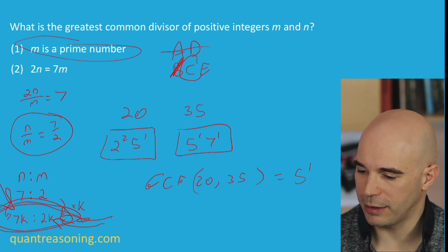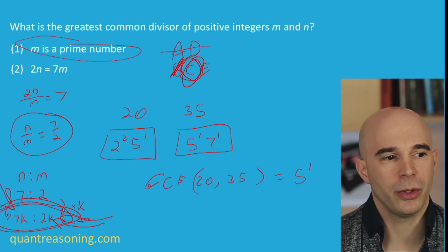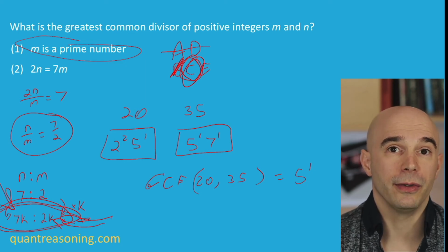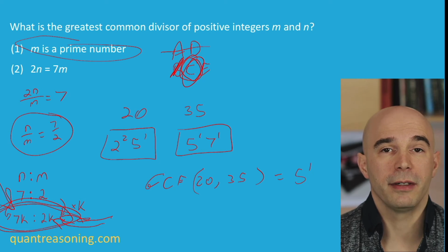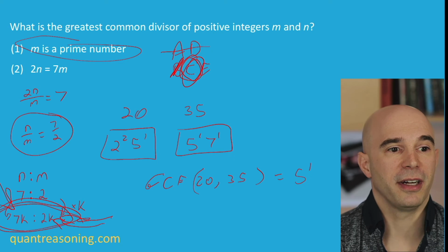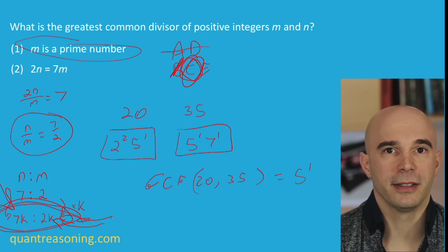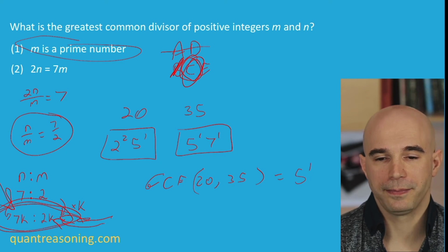The correct answer is C. One could find the greatest common divisor of 2 and 7 if one wanted to. Of course, we know the greatest common divisor would be 1 because there is no common divisor other than 1 for 2 and 7. There's no common factors for those two numbers.